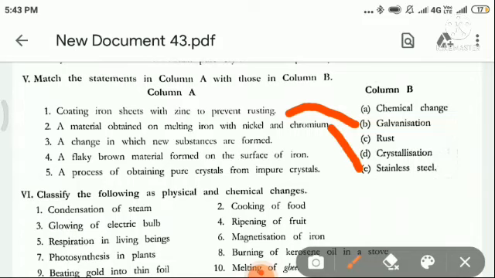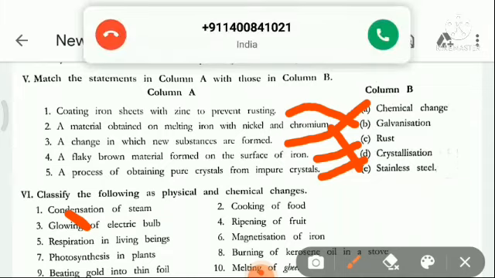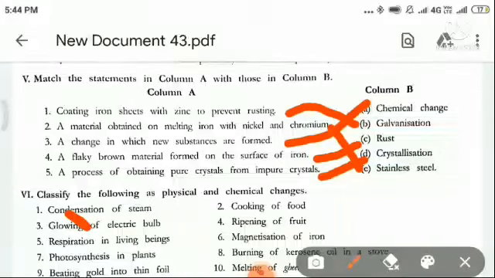A change in which a new substance is formed is known as chemical change. A flaky brown material obtained on the surface of iron, this is rust. A process of obtaining pure crystals from impure crystals, this is crystallization. Yes, so these are very simple. Okay, so all these things I have already discussed during our class.